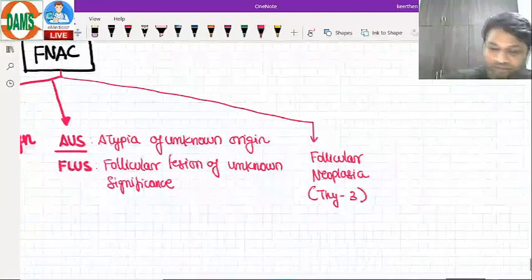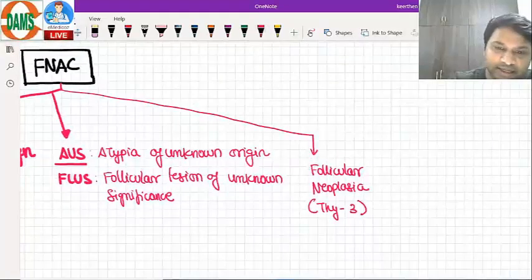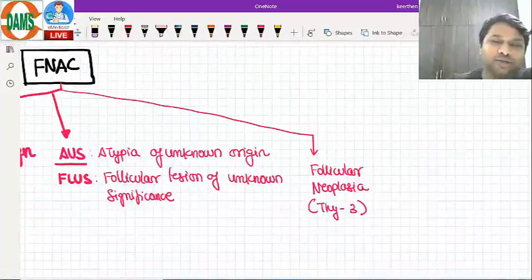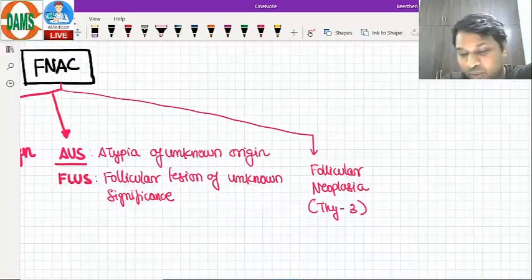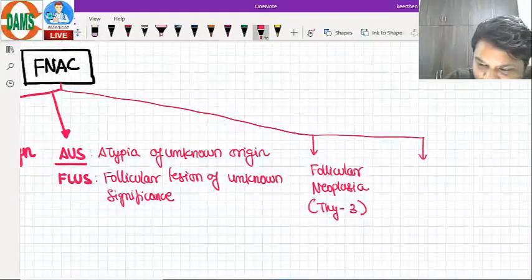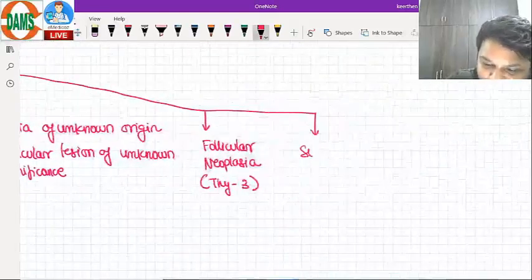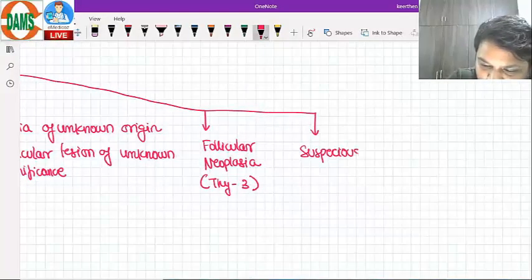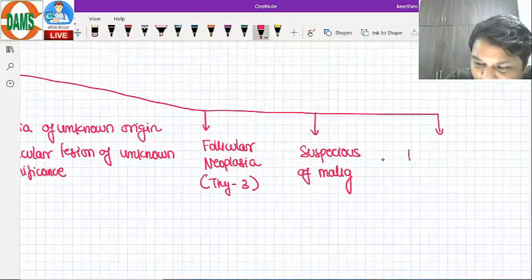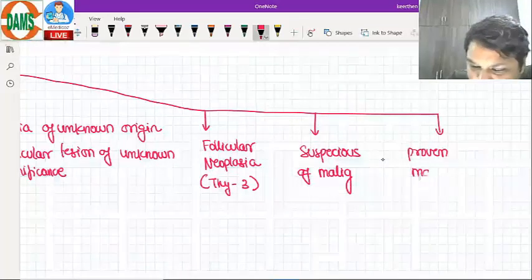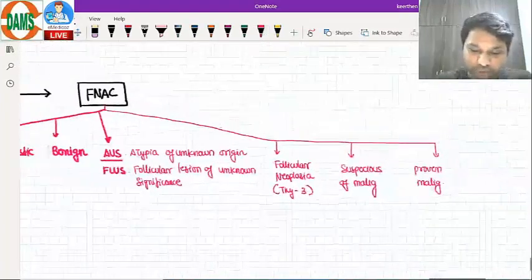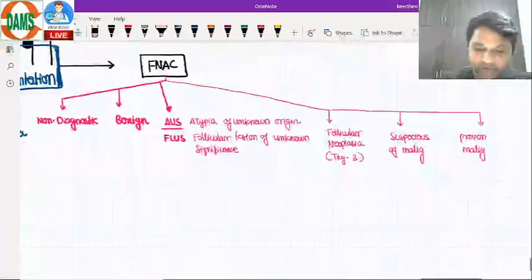Okay, fine. So follicular neoplasia is the Thy 3 category. That means the pathologist is not able to tell me whether it is adenoma or carcinoma. I told you yesterday also, FNAC does not have the ability to differentiate between follicular adenoma and follicular carcinoma. Another possibility is suspicious of malignancy. And the last one is FNAC proven malignancy.